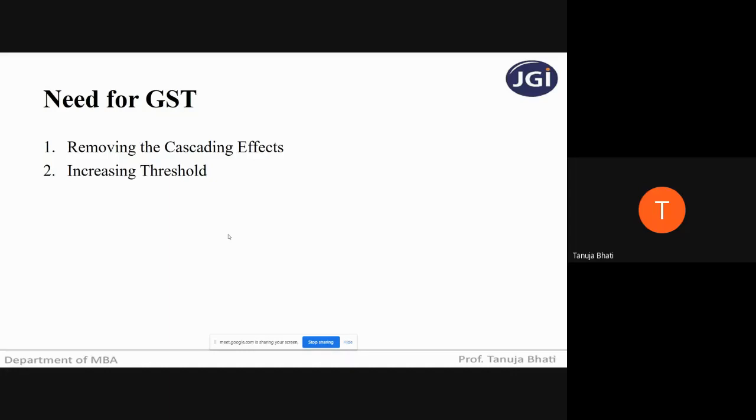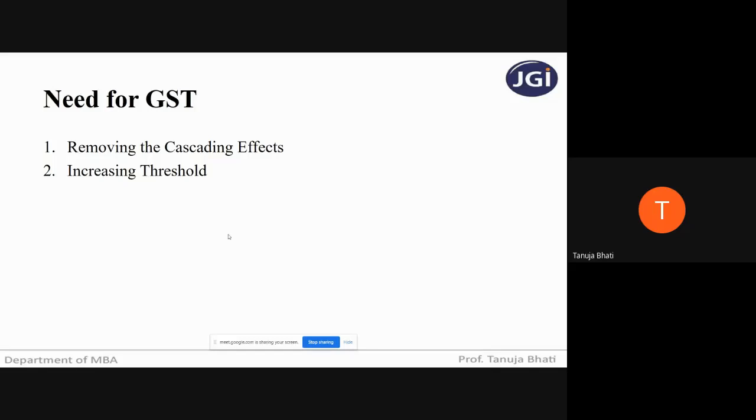But with the introduction of GST, the limit of 5 lakh in case of VAT and 10 lakhs in case of service tax has been increased to 20 lakhs. Now GST is not required to be paid by everyone. It is required to be paid by only those dealers whose turnover in case of services exceeds 20 lakhs and in case of goods exceeds 40 lakhs. Only they need to take GST registration and pay GST.